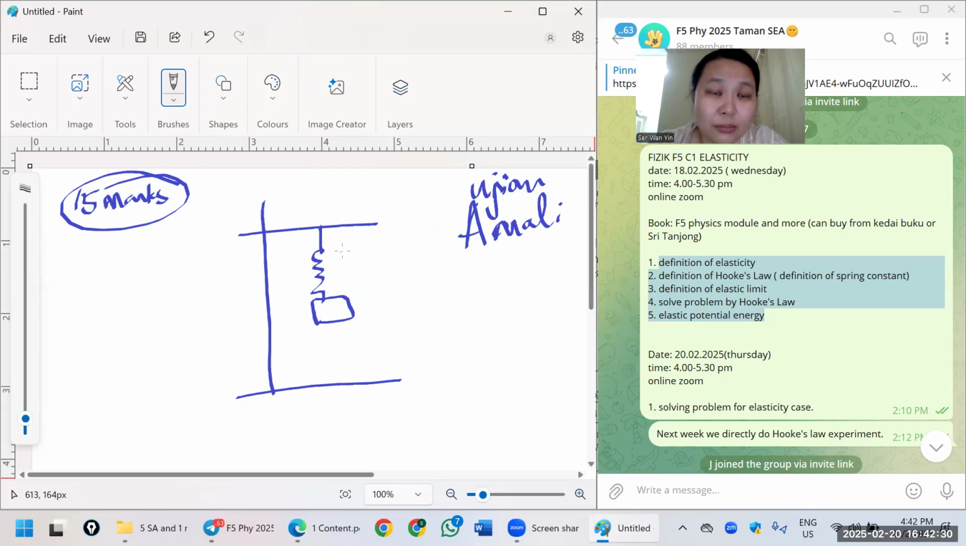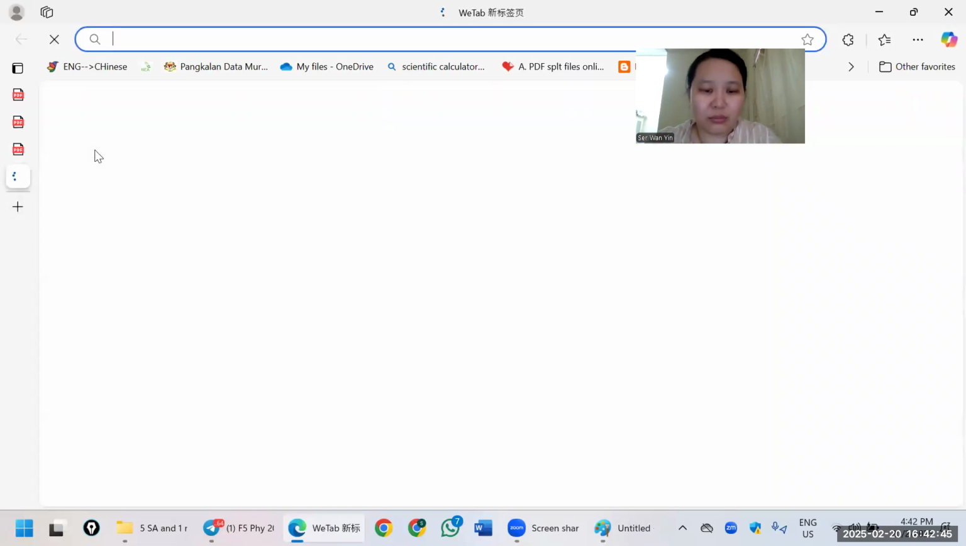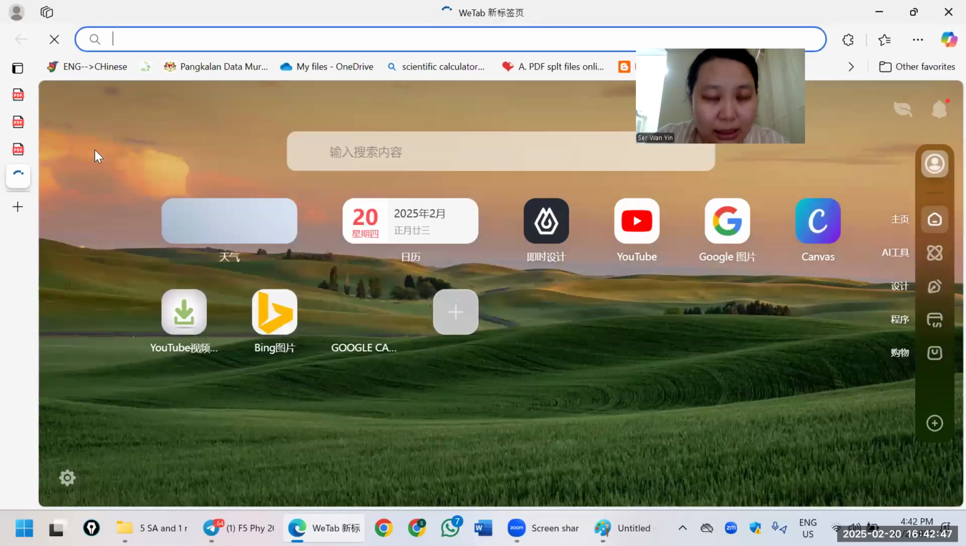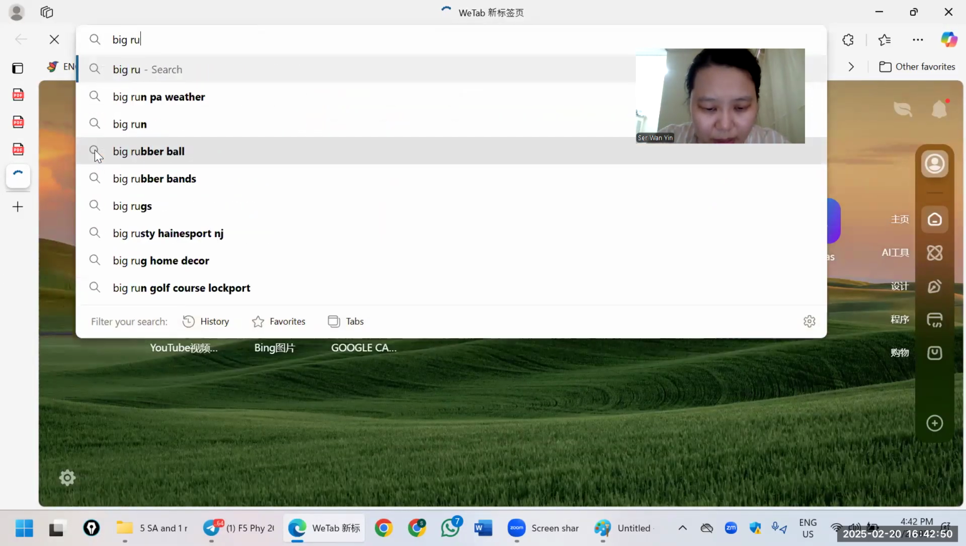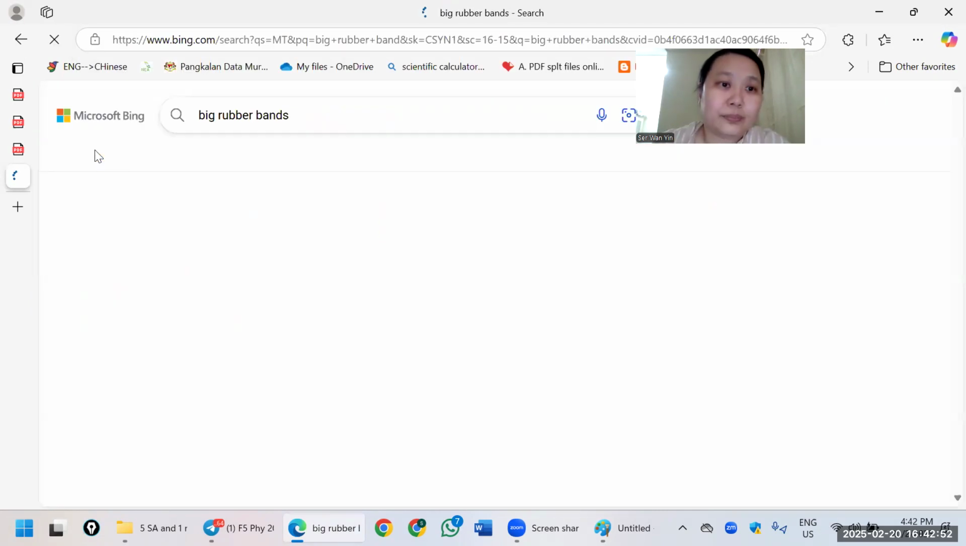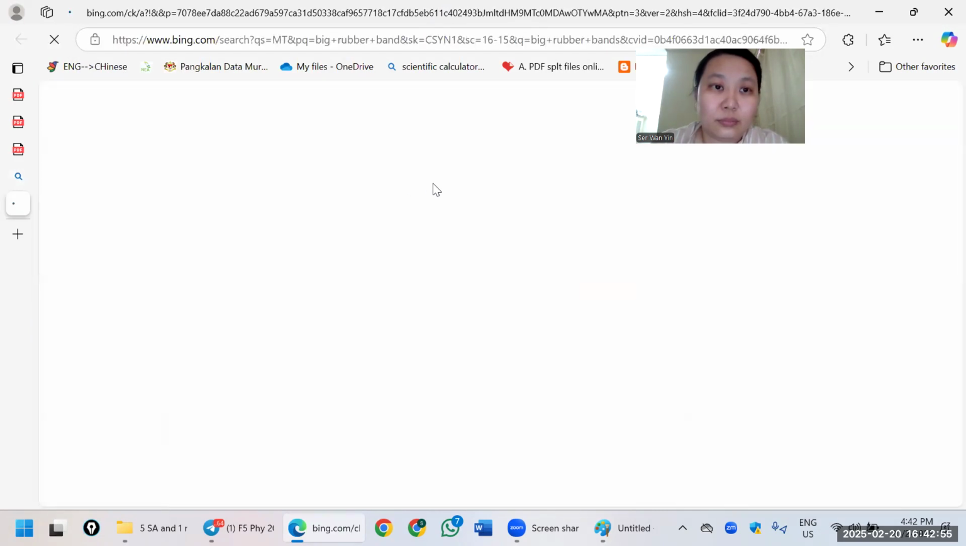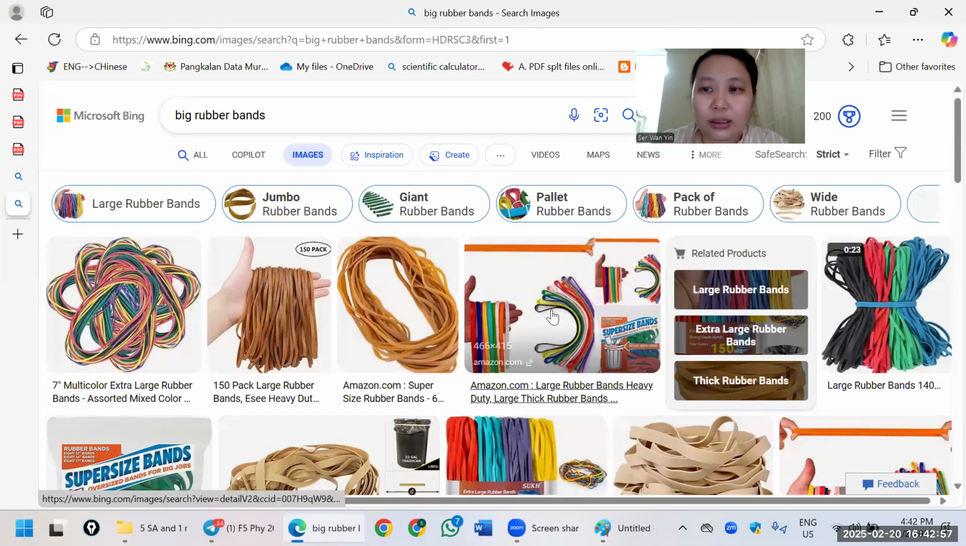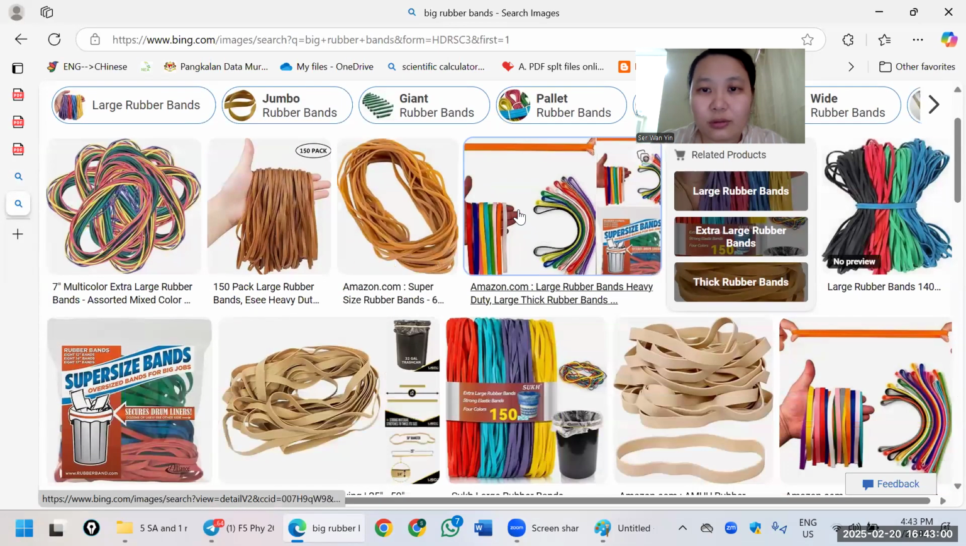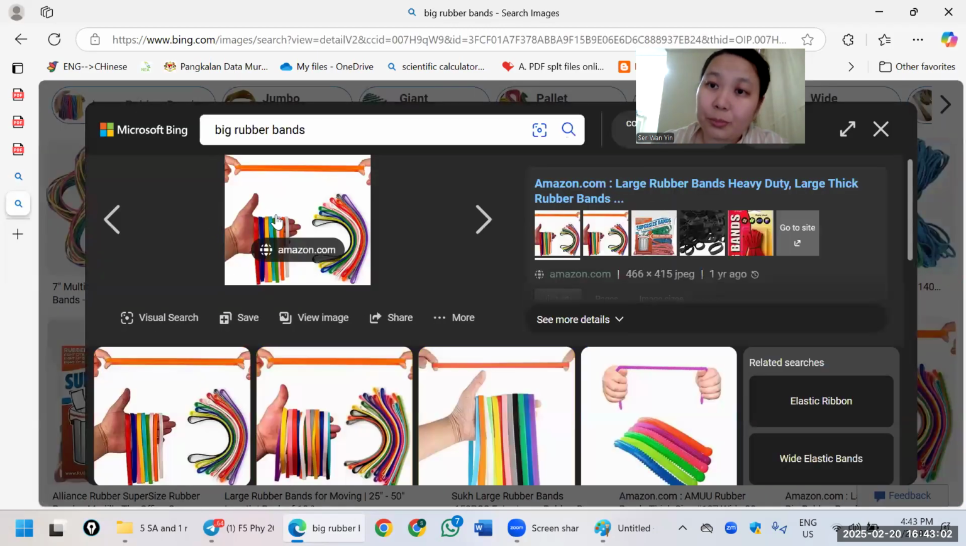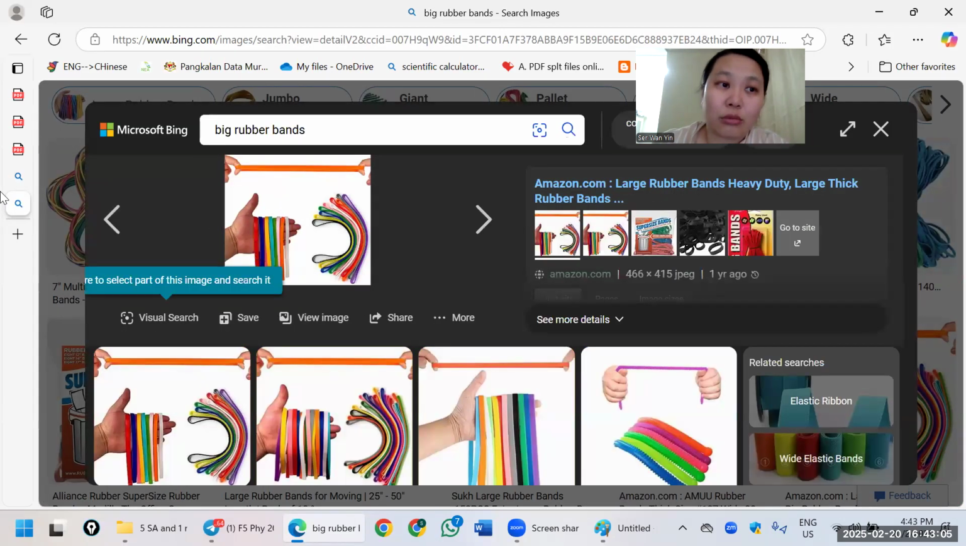It's like this. Sometimes they do not necessarily give you a spring. They can replace it by using a rubber band. I believe you all have seen this kind of big rubber band before. But they can replace the spring by using a rubber band.